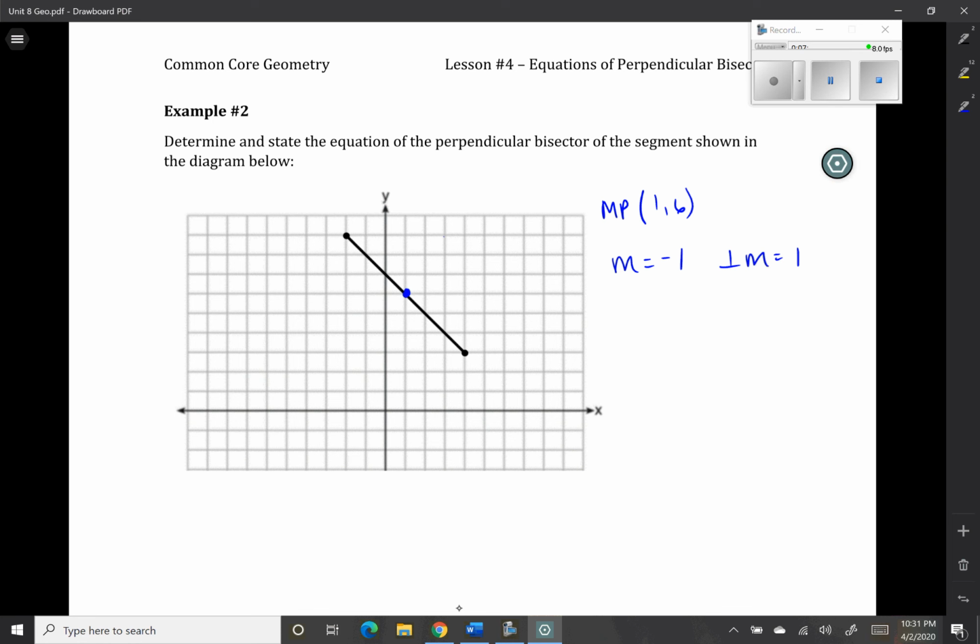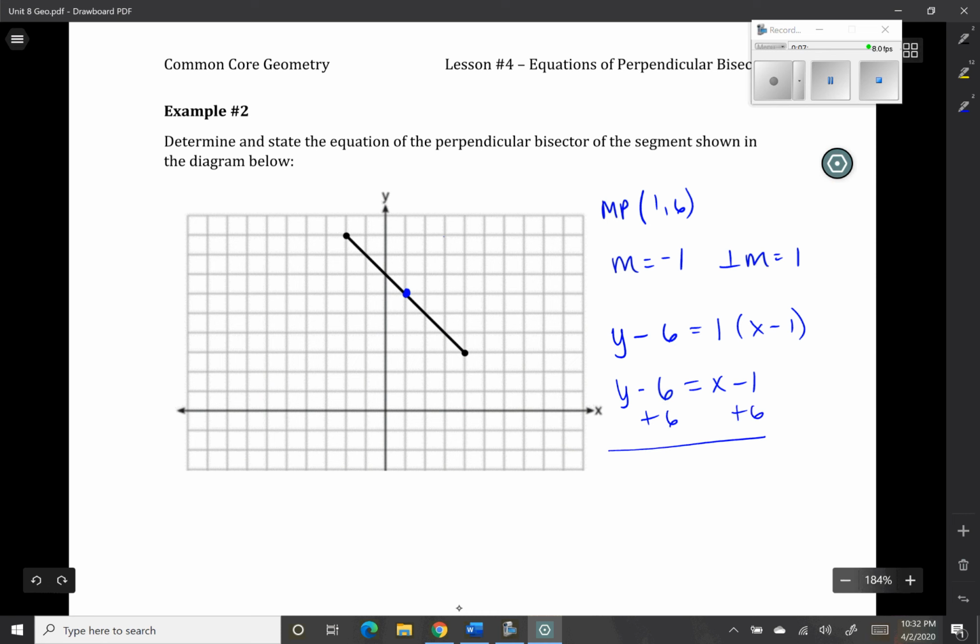So now I want to write an equation of a line that passes through (1, 6) but has a slope of 1. So I'm going to plug in the point (1, 6) and the slope of 1 to my new fun equation that we've been using. Distribute the 1. 1 times anything is itself. And add the 6. So we get y is equal to x plus 5.